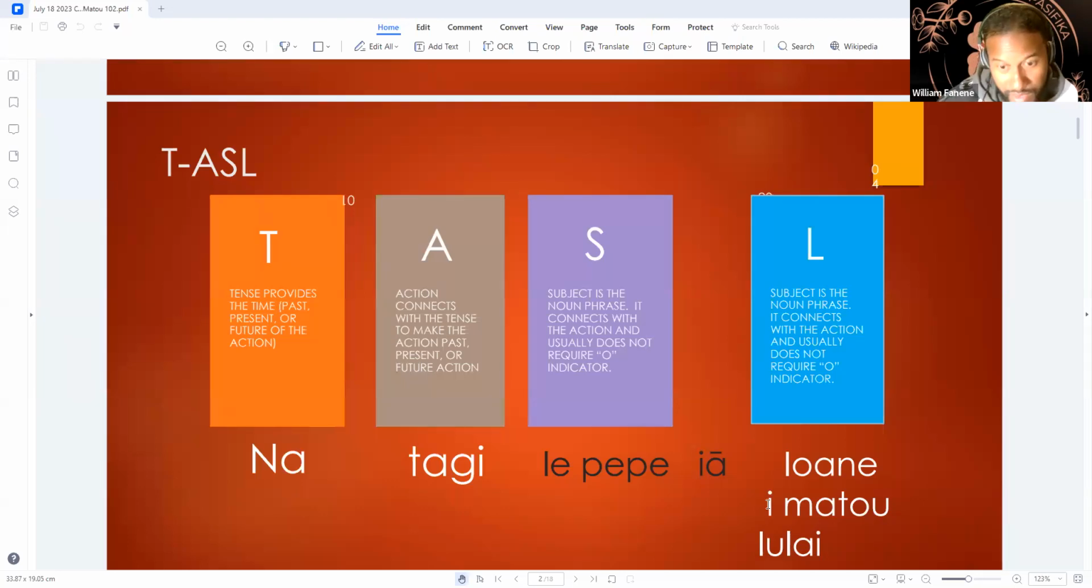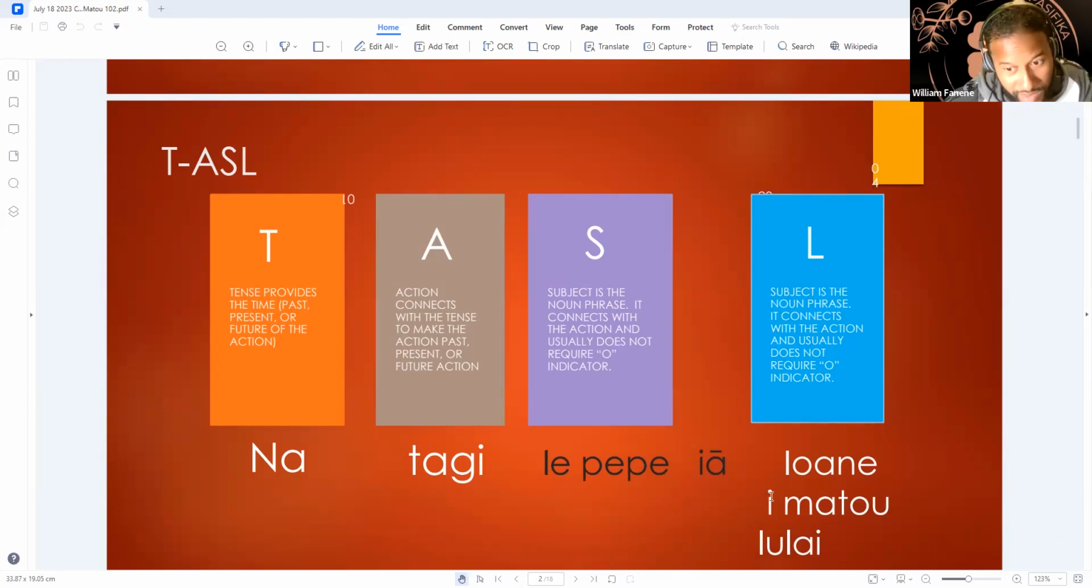And then also months. So this is July. We don't have a J in Samoan, so I think we just replace the J with the I. So that's IULAI. So na tangi le pepe ya July. The baby cried in July. We wouldn't say e July, we would say ya July. So months, plural pronouns, and also proper nouns.